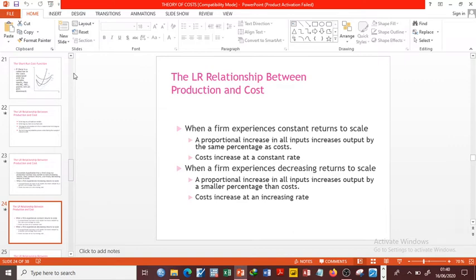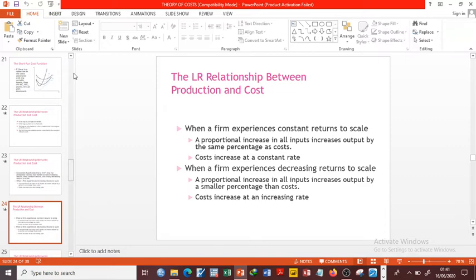Now, there is what we call constant returns to scale. With constant returns to scale, it means that when you increase input by a given proportion, then output will also increase by the same proportion. For example, if you increase the amount of raw materials by 5%, even the output produced will increase by 5%. That's what we mean by constant returns to scale.